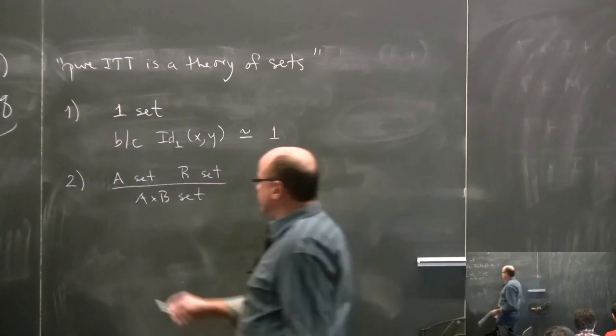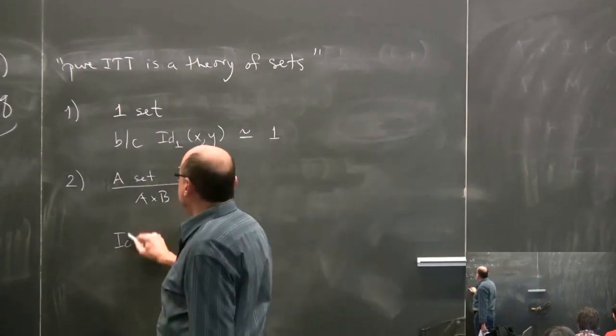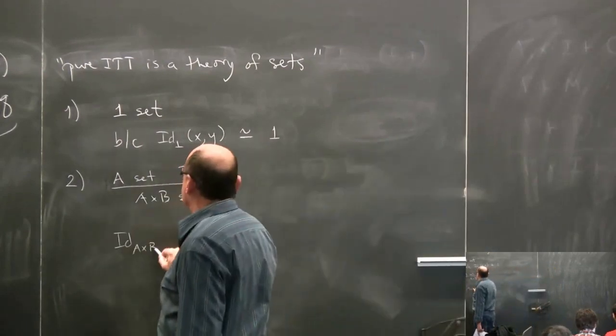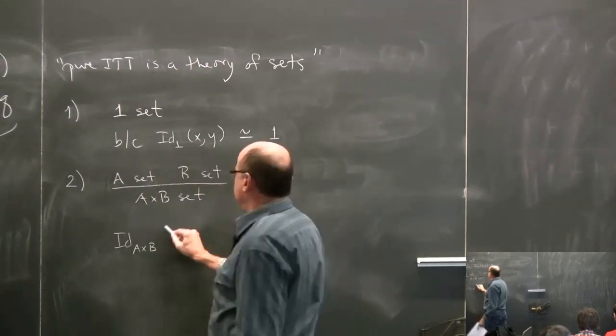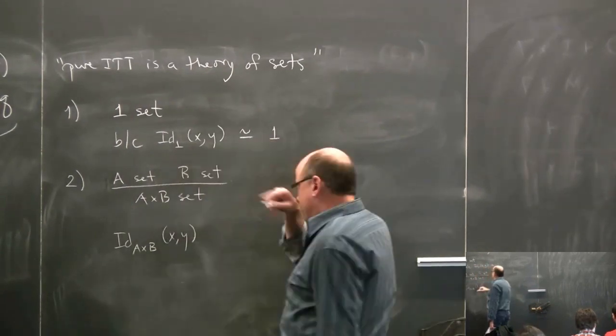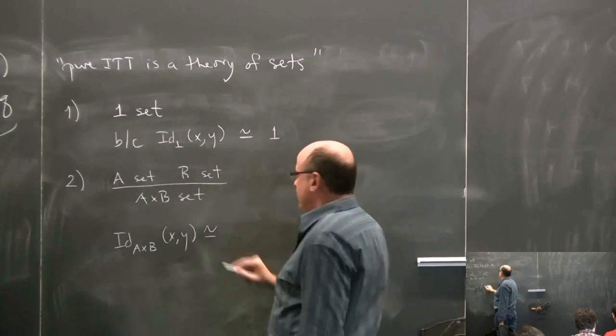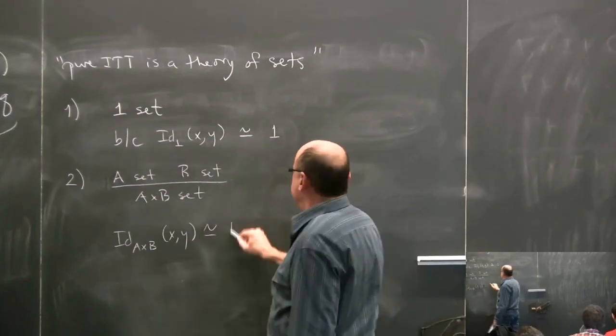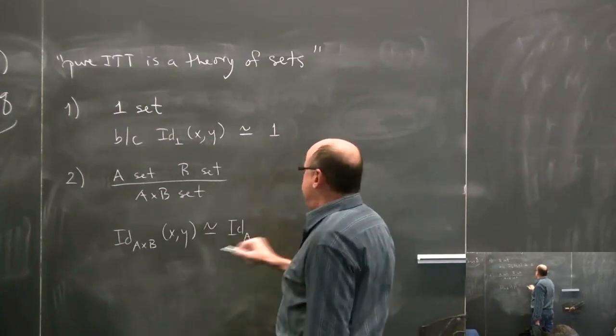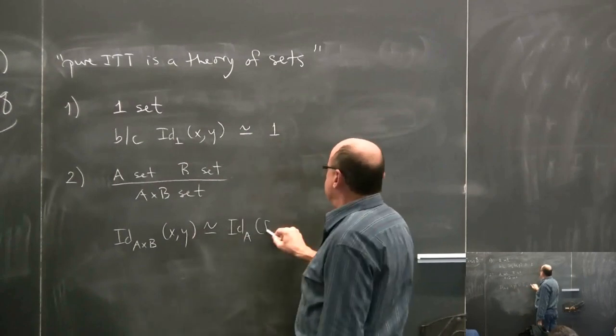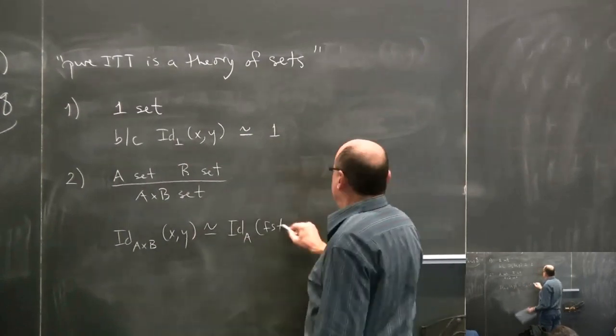So what happens is we know from previous discussion, if you look at the identity type between x and y in A cross B, we had a previous discussion that said this consists of a path between pairs is a pair of paths.